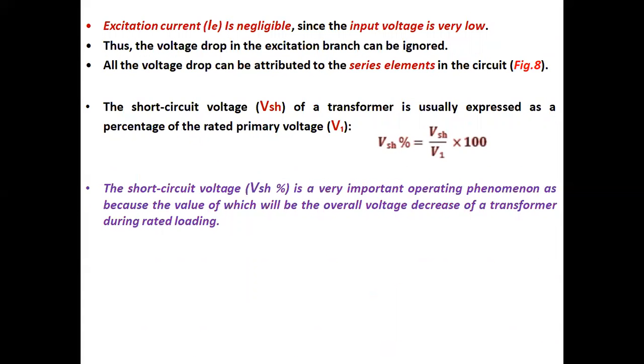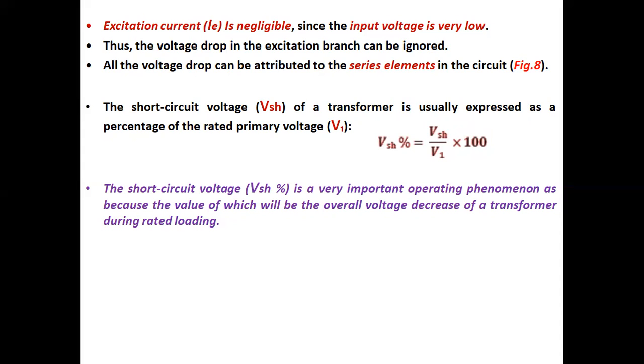Excitation current IE is negligible since the input voltage is very low. Thus, the voltage drop in the excitation branch can be ignored. All the voltage drop can be attributed to the series elements in the circuit, that is figure 8. The short circuit voltage VSH of a transformer is usually expressed as a percentage of the rated primary voltage V1. VSH percentage equals VSH by V1 into 100.